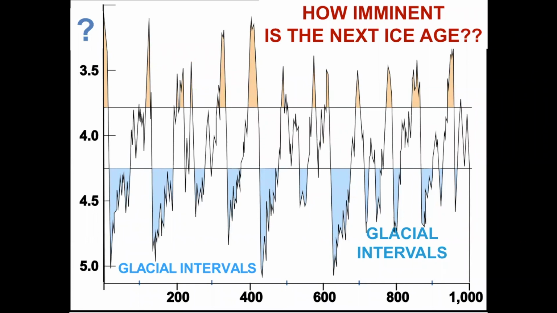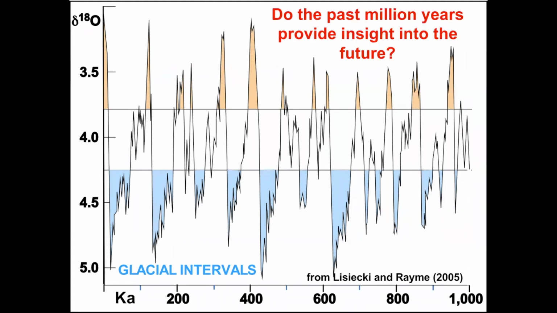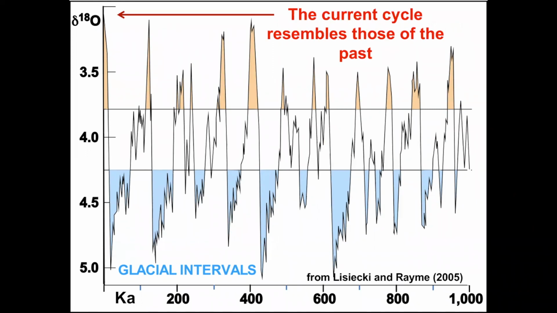So how imminent is the next ice age? We're at an interglacial. Presumably we will go back into a glacial period again. So how close are we to that? And can the past million years provide insights into the future? Well, one thing we can see is the current cycle is not different so far from any of those in the past. So we wouldn't expect it to change very much in the future.